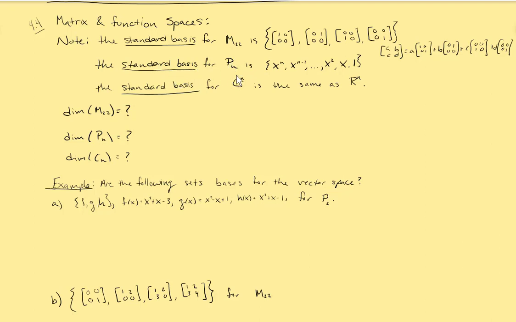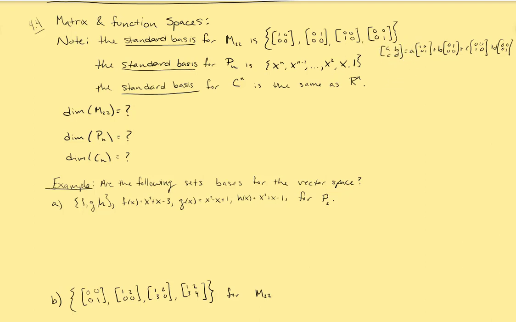The vector space of polynomials of degree n, we say the standard basis for this is the set of monomials, x to the n, x to the n minus 1, all the way down to x squared, x, down to 1, right? x to the 0 power. So it's just these descending powers of x from n all the way down to 0 powers. So again, the reason this works is similar to what we did up here for the 2 by 2 matrices.